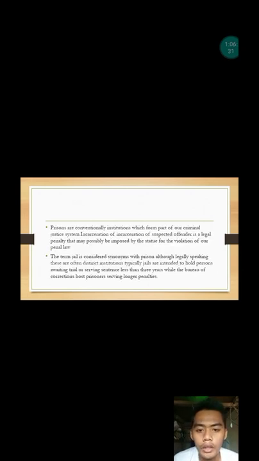Prisons are a conventional institution which form part of our criminal justice system. Incarceration of suspects or offenders is a legal penalty that may be imposed by statute for the violation of our penal law. The term jail is considered synonymous with prison, although legally speaking, these are often distinct institutions. Typically, jails are intended to hold persons awaiting trial or serving sentences of less than 3 years, while the Bureau of Corrections houses persons serving longer penalties.